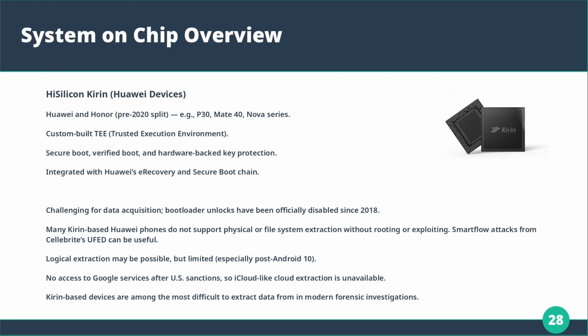Since 2018, Huawei has permanently disabled bootloader unlocking, and physical or file system acquisition is mostly unavailable without custom, complex exploits. Smartflow attacks from Cellebrite work sometimes against this kind of chip, but results are inconsistent. Logical extraction is sometimes possible, but it's often limited, especially after EMUI 10. Also, due to US sanctions, modern Huawei devices lack Google services, which means cloud extraction from platforms like Google Drive is no longer an option. We will take a deeper look at this kind of problem in future modules.